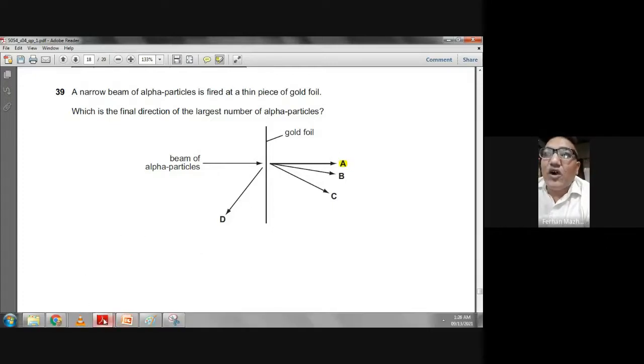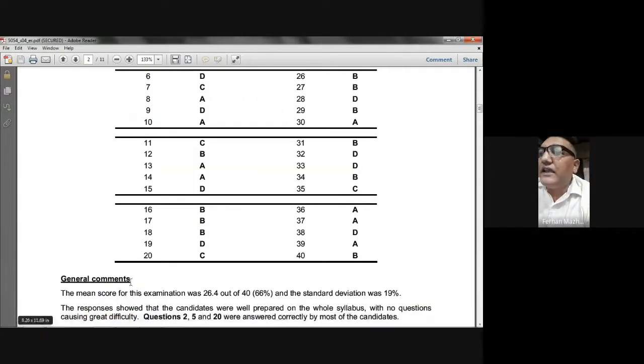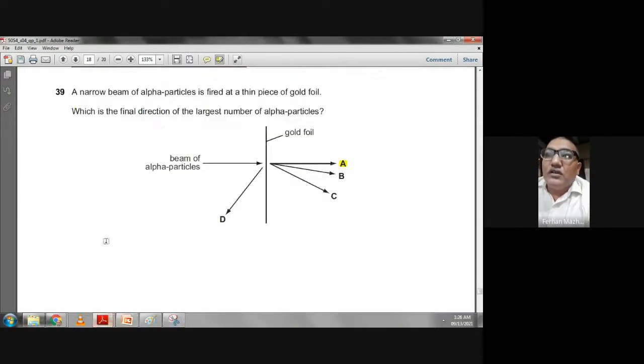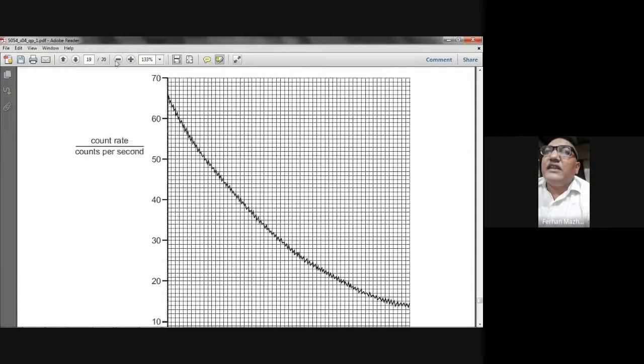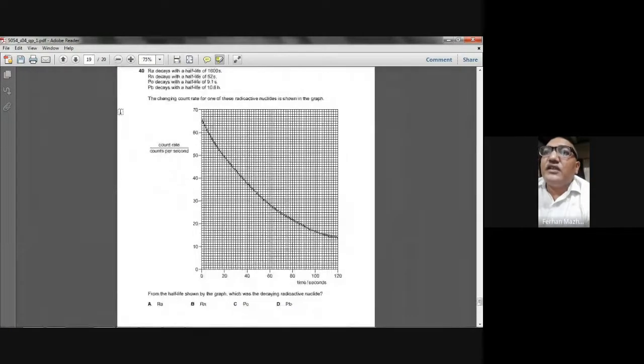So most went straight, undeflected, like nothing came in their path. So A is the option, I think. Question number 39, A is the right option. Okay, so we are going to the next question. That next question is a little tricky one. Here we have question number 40 coming up on your screen.